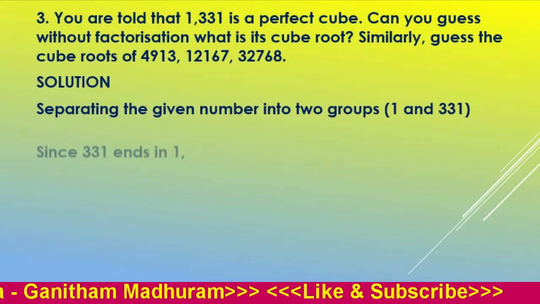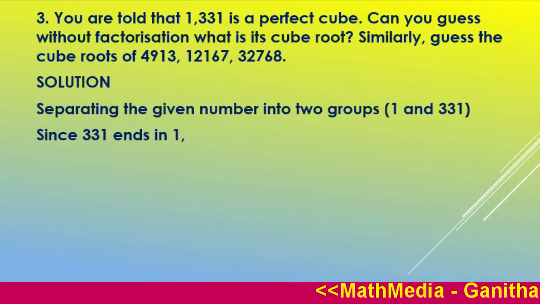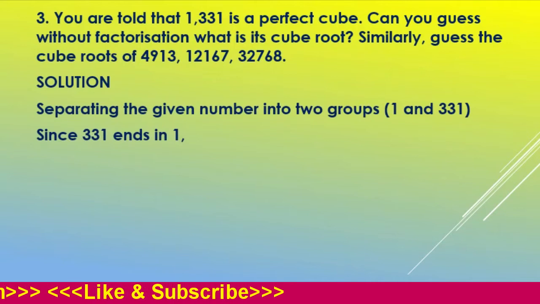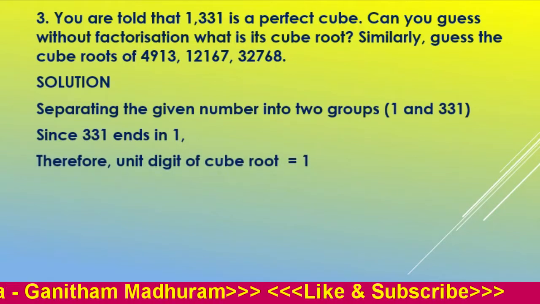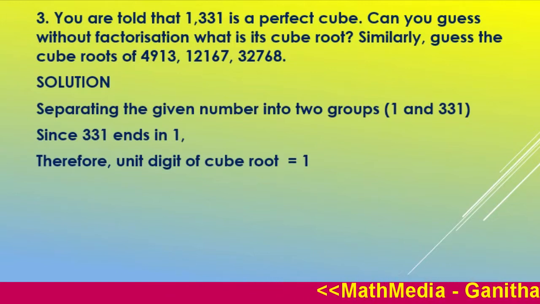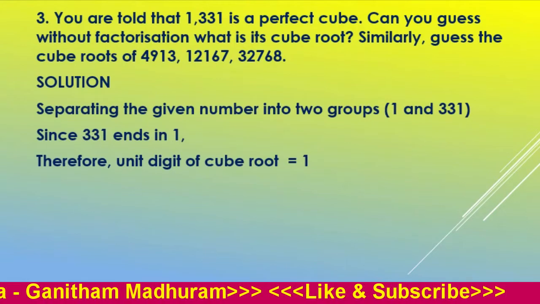So we can take the first group, that is 331, which ends in 1, hence the cube root of this will end in 1 only. Therefore, the unit digit of the cube root equal to 1.